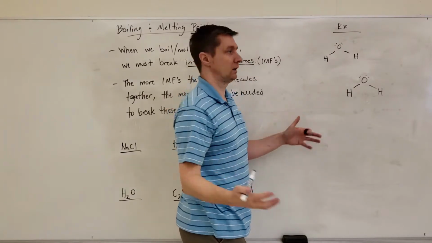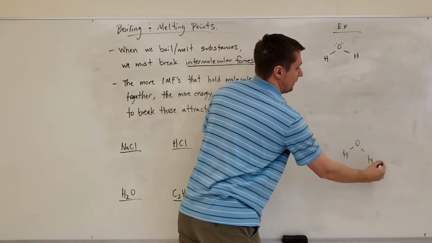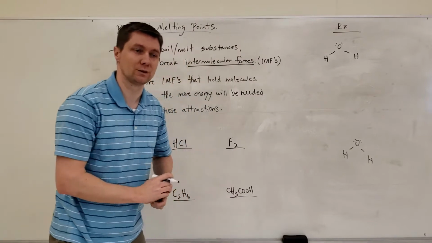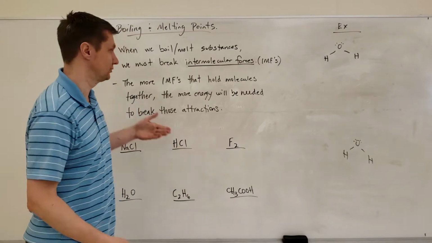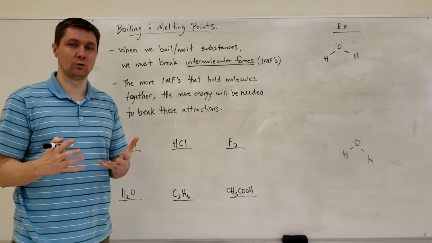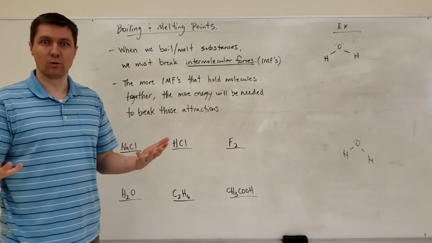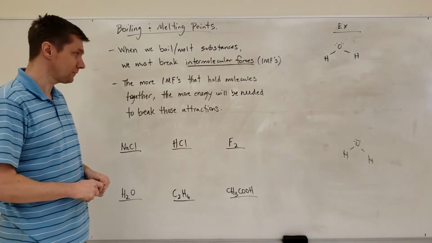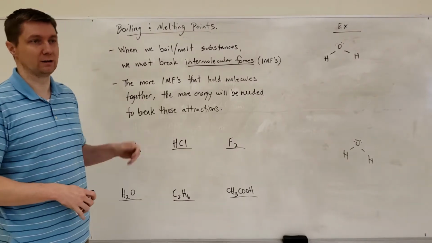When we boil it, we make it a gas. The space between those molecules becomes much larger, and at that distance, you can't form any intermolecular forces. But in order to get those molecules away from each other, you've got to break those attractions, and that takes energy. And so that's what this is all about. The more intermolecular forces that a molecule will have or form with other molecules, the higher the amount of energy that's needed in order to boil or melt that substance. And when you boil and melt them, that's what you're doing, is you're breaking those attractions.